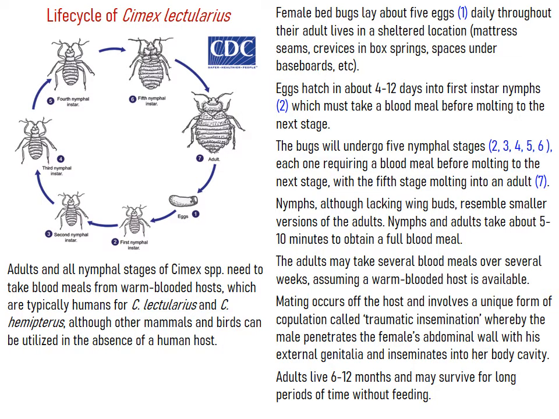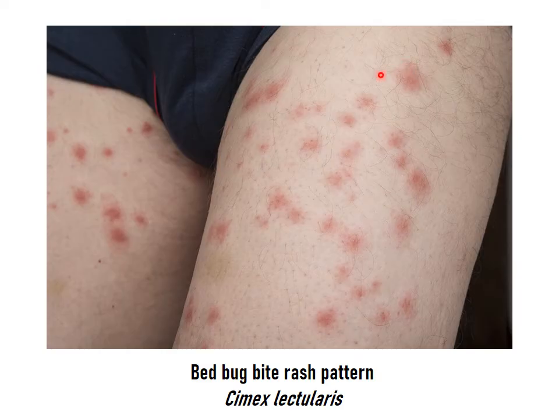This is the general life cycle of the bed bug. This is the adult, the egg, and this is the nymph development of the bed bug. From the first stage of the nymph all the way to the adult, at all stages of development, the bed bug requires a blood meal in order to grow. This is the bite pattern of the bed bug. What you see here are red rashes which are painless.